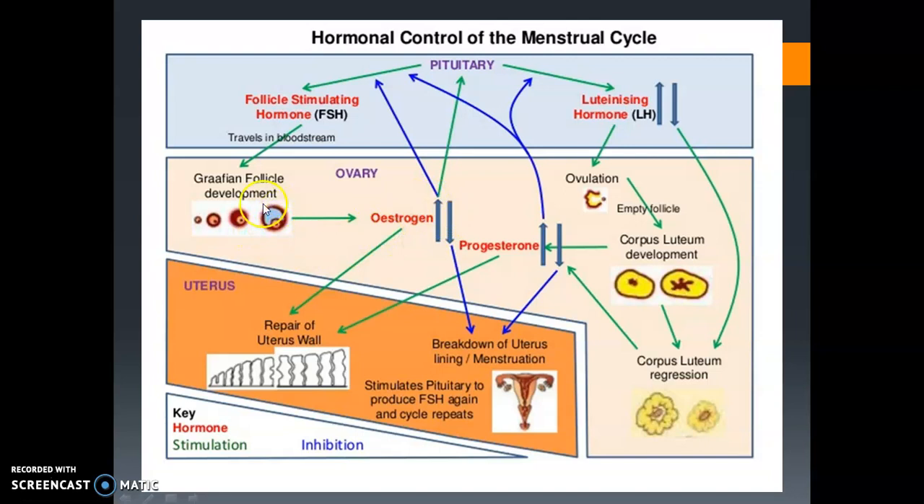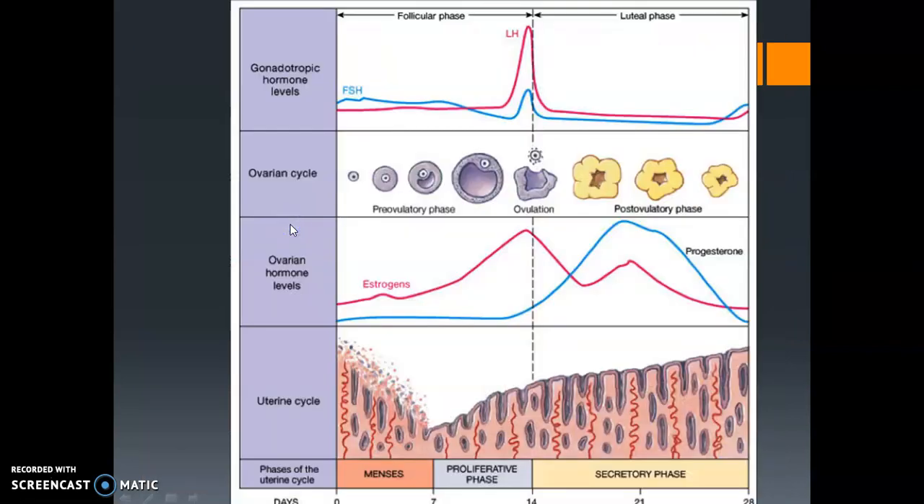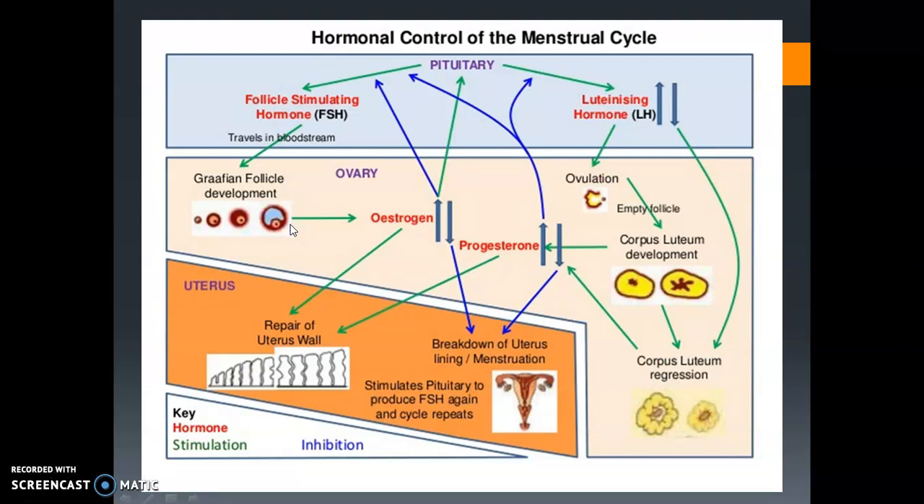Then on the 14th day, the Graafian follicle will undergo rupture and the ovum will be released, and the process is called ovulation. And after the ovulation, this estrogen hormone will inhibit the pituitary gland and decrease the secretion of follicle stimulating hormone, that is to prevent additional development of ovarian follicles, so that additional ovulation is prevented.